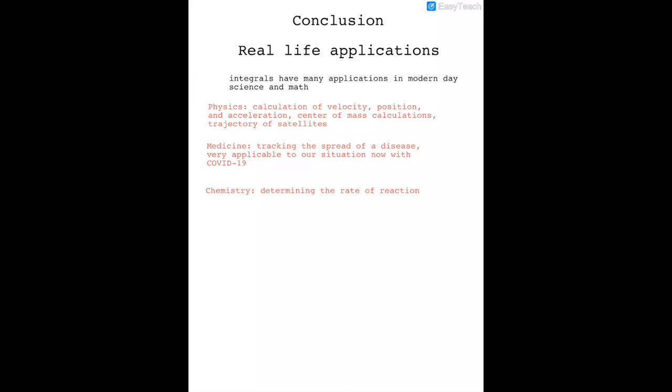Conclusion with real-life applications. Since both the Chebyshev method and integration by parts are methods to solve integrals, I'm going to talk about the real-life applications of integrals. Integrals have many applications in modern-day science and math. In physics, you can use integrals to calculate velocity, position, acceleration, center of mass, and calculate the trajectory of satellites. In medicine, you can use integrals to track the spread of a disease, which is very applicable to our situation right now with COVID-19. And in chemistry, you can use integrals to determine the rate of reaction.